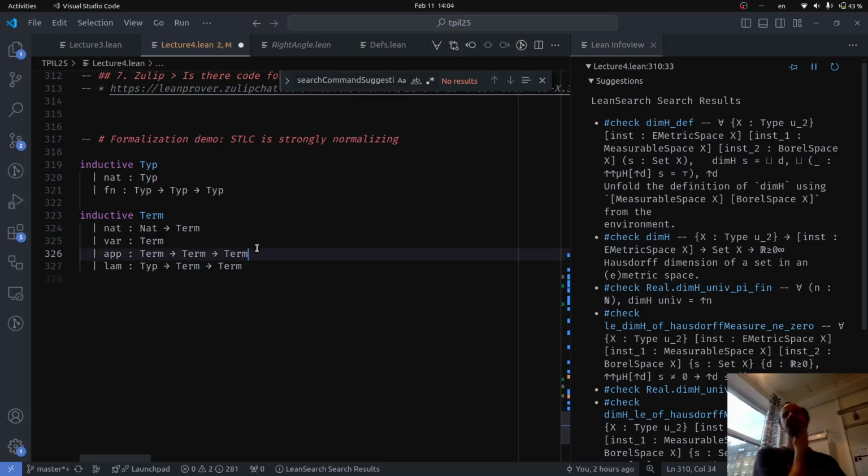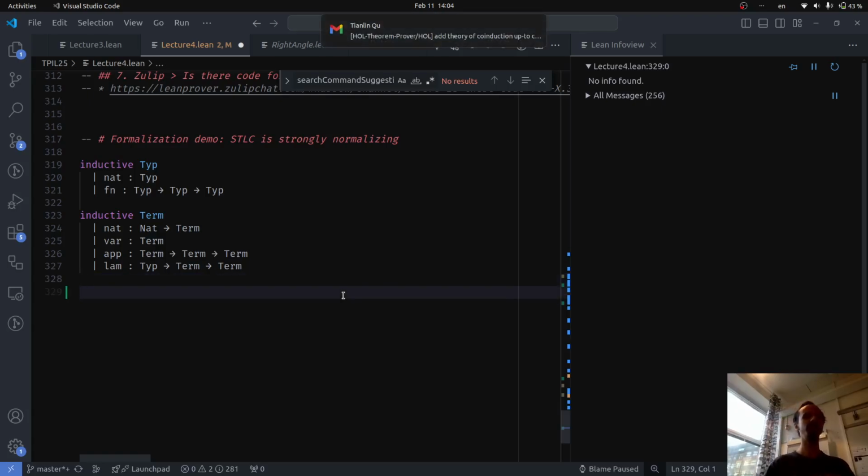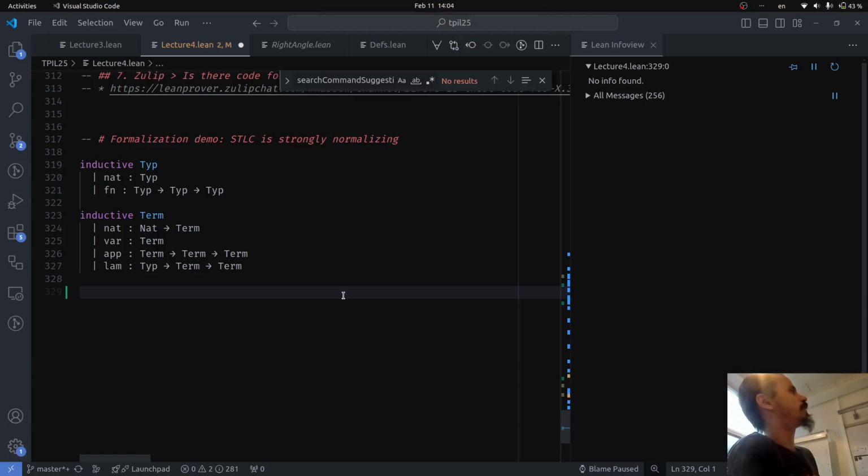The second part is somewhat unscripted, and the goal is going to be to try to define the simply typed lambda calculus and prove that it's strongly normalizing. I have no idea whether I can do this in an hour, but we'll see what will happen. Hopefully this will teach you something about what it's like to formalize this kind of stuff in Lean. And maybe something like this might be a project idea.